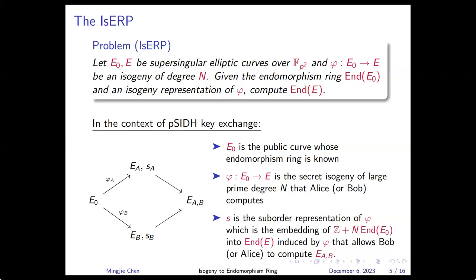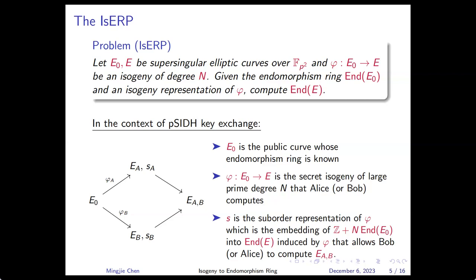And S, which is either SA or SB, is the suborder representation of phi, which is the embedding of a suborder Z plus N times O0 of E0 into the endomorphism ring of E, again either EA or EB, induced by phi A or phi B. That allows Bob or Alice to compute the common curve E sub A comma B.